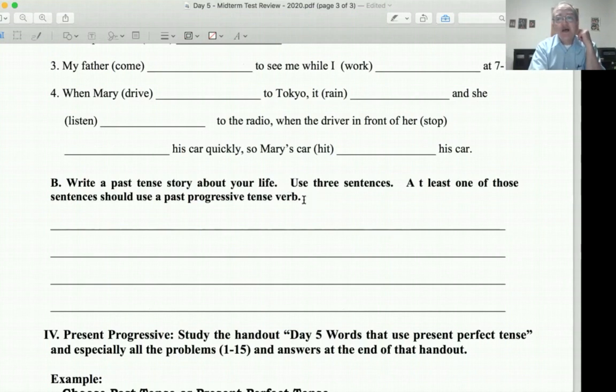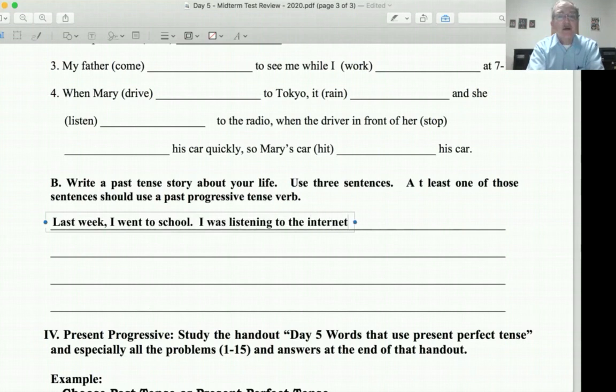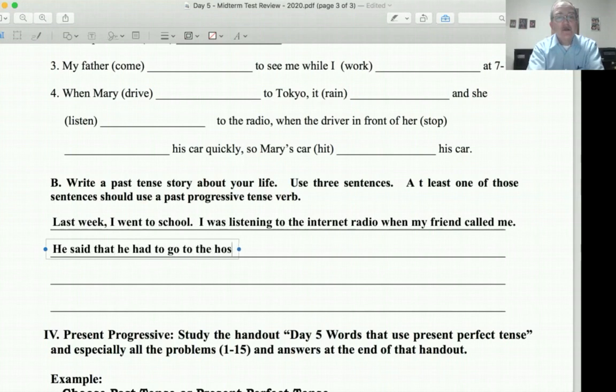Now, write a past tense story about your life. Use three sentences. At least one of those sentences should be a past progressive tense verb. Here, I'll make a sentence for myself. This is Danny's. Last week, I went to school. I was listening to the internet radio when my friend called me. He said that he had to go to the hospital.